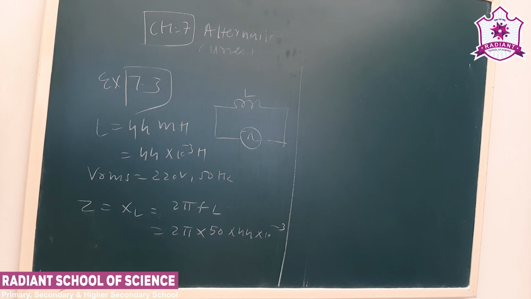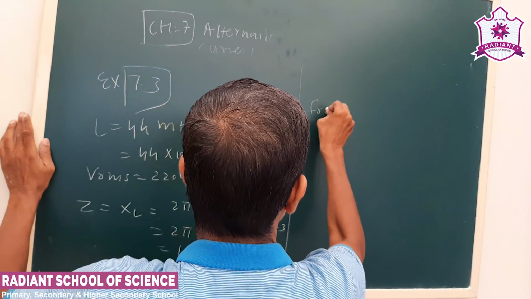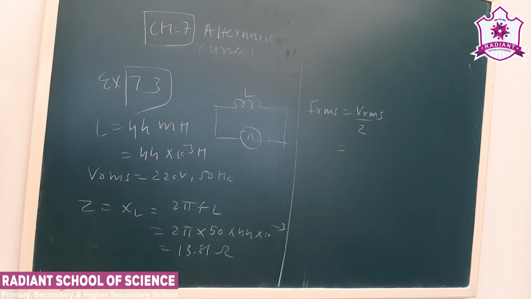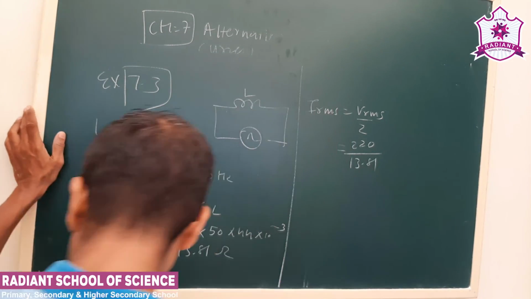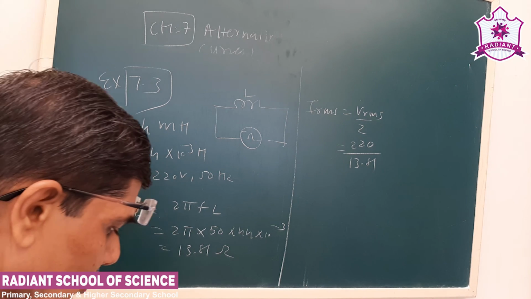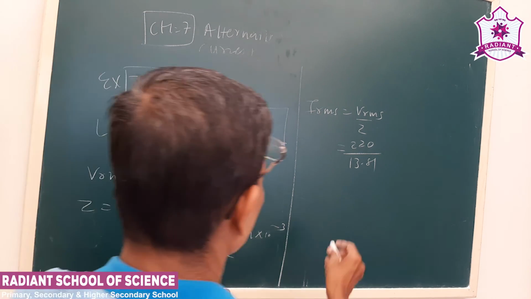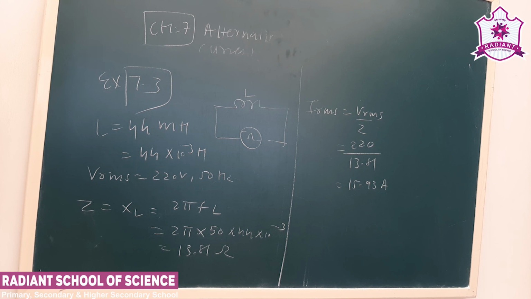13.81 ohm. So what will be IRMS? Now, 220 divided by 13.81, you will get 15.93.